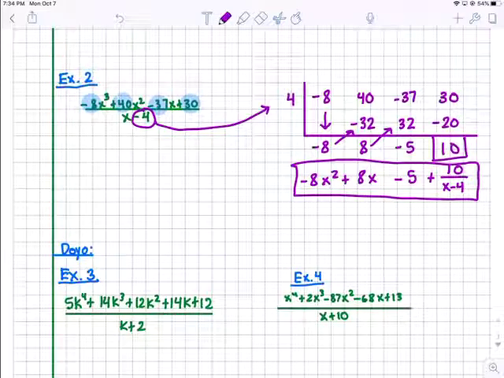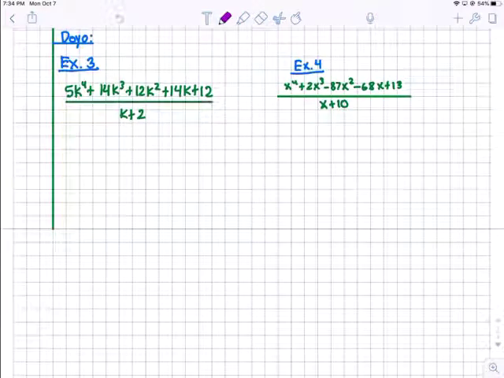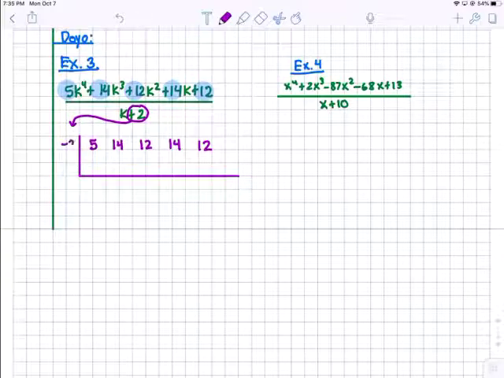Now, these two down below right here, this is where I had the class do a do-it-yourself, so I will quickly just go over this with you guys. There's a polynomial, so now we just write the coefficients into our synthetic division. So here we go. We got 5, 14, 12, 14, and 12. Now remember, this number is the opposite. We're going to put -2. So drop the 5 down.